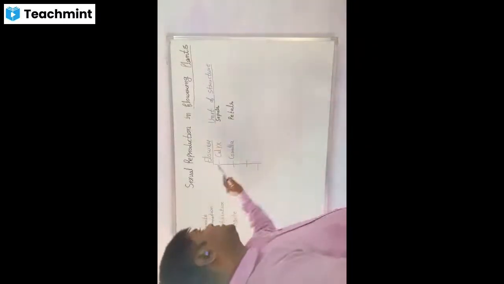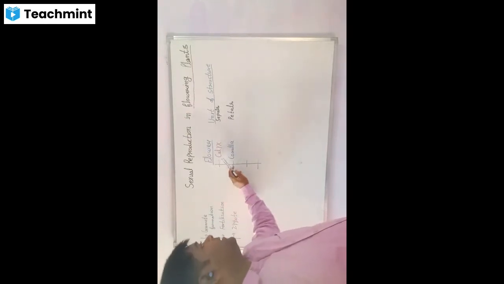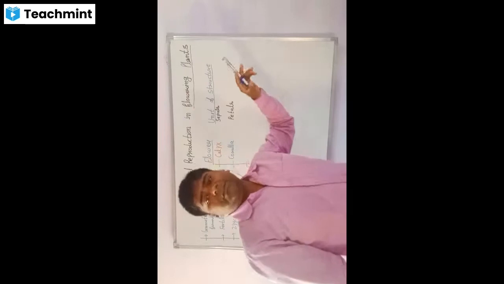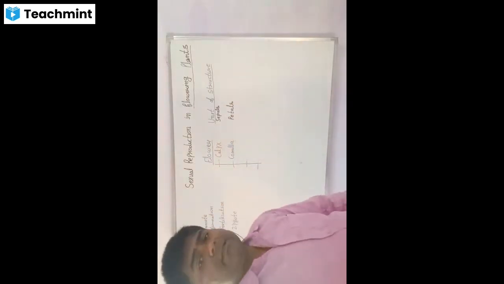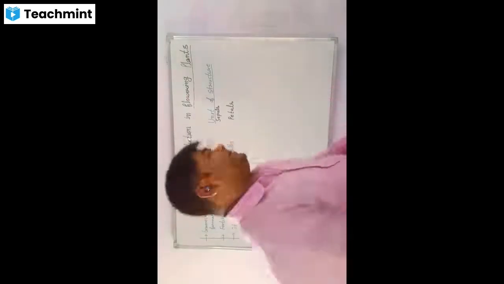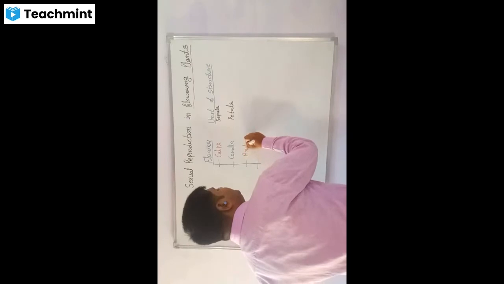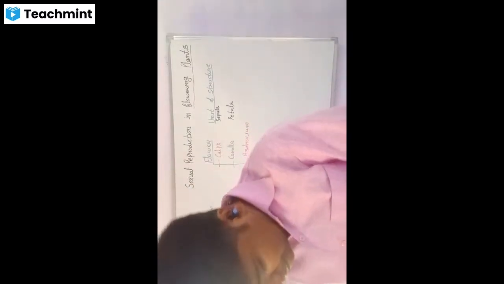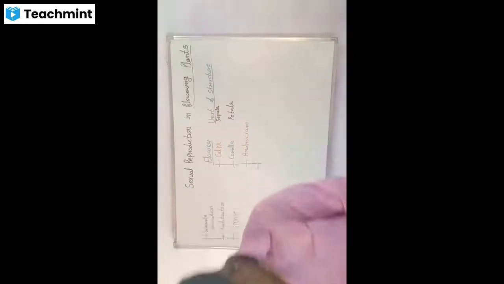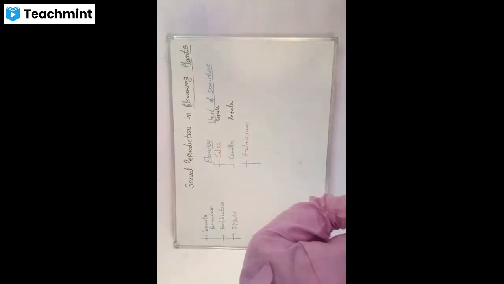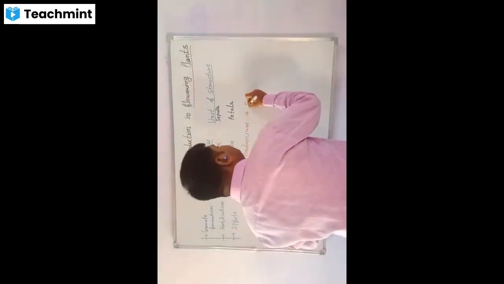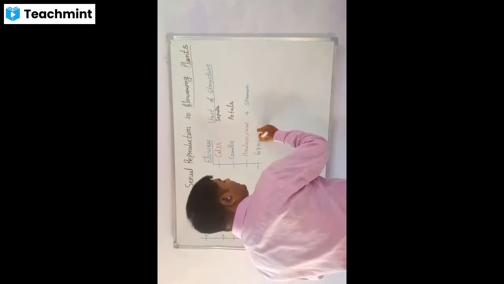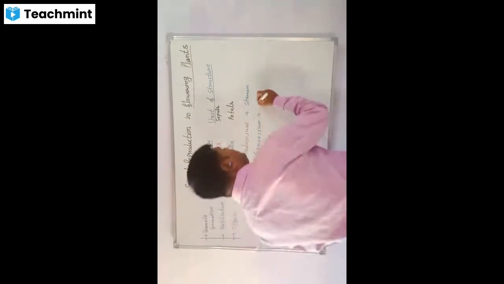I'm explaining the structure of a flower, the parts of the flower. Calyx is made up of sepals, and corolla is made up of petals. The next one is androecium. When we take androecium, the unit is stamen. Then we have gynoecium, and the unit we call carpel.